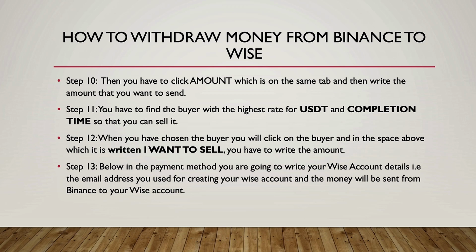Step 12, when you have chosen the buyer, you'll click on the buyer, and in the space above on which it is written, I want to sell, you have to write the amount. And step 13, below in the payment method, you're going to write your Wise account details. That is the email address you use for creating your Wise account. And the money then will be sent from your Binance to your Wise account.